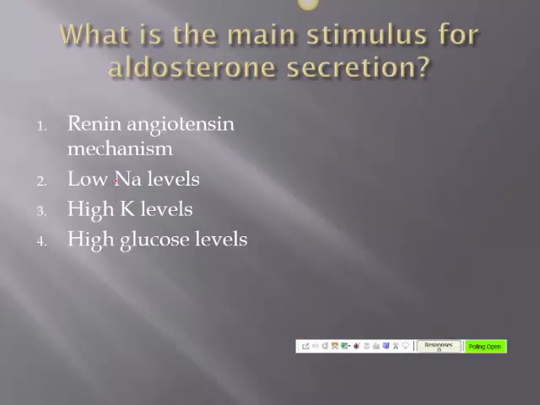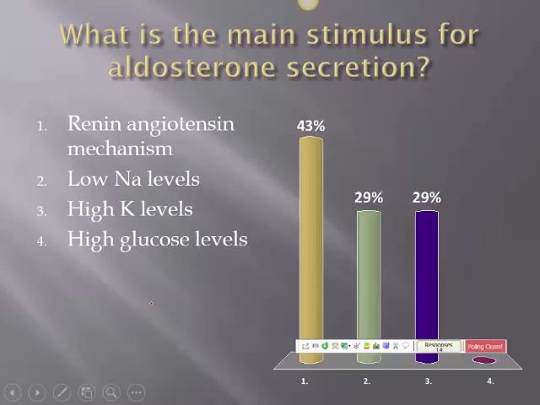Okay, what's the main stimulus for aldosterone secretion? Main stimulus. Renin-angiotensin mechanism. The main stimulus is the renin-angiotensin mechanism. These two are secondary. The main stimulus is the renin-angiotensin mechanism.